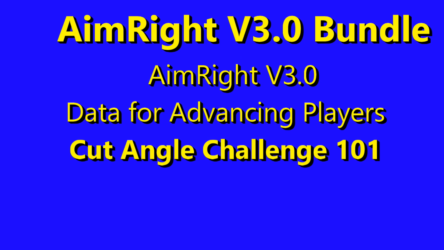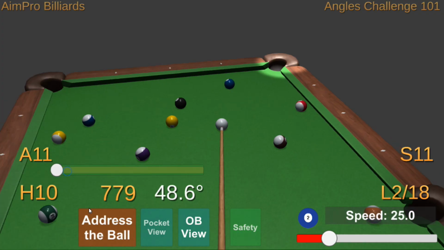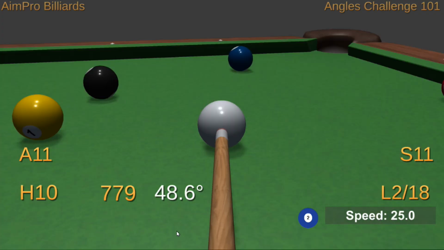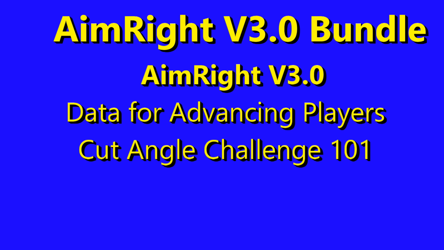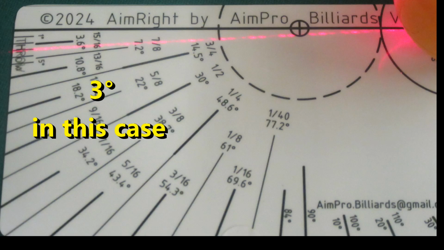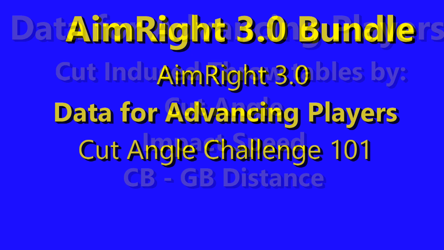To further help with recognizing those cut angles, the new Aimrite bundle gets you access to the computer game Cut Angle Challenge 101, which is a fun way to learn to intuitively recognize the angles. In addition, Aimrite version 3.0 lets you set up for an exact amount of cut-induced throw. But how much throw? Consult the Data for Advancing Players, and it will tell you how much throw to expect under normal conditions. And of course, it depends on cut angle and speed, and that's how the data is presented.